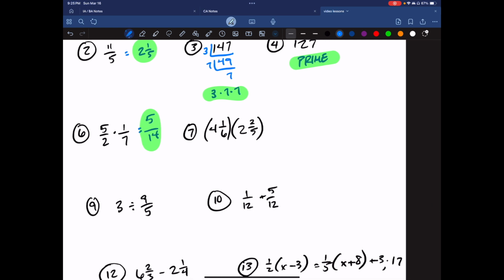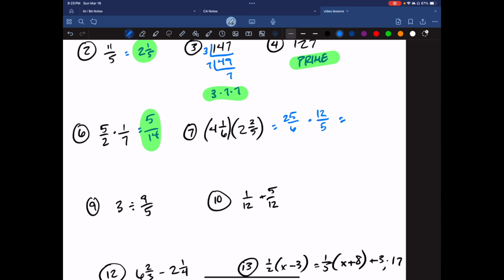All right. So I mentioned earlier on our first problem that unless we're dealing with cooking, we don't really have a lot of use for mixed numbers. So we're going to convert these into improper fractions. So 6 times 4 is 24, plus 1 is 25, so that's 25 over 6 times. And then 5 times 2 is 10, plus 2 is 12, so it's going to be 12 over 5.